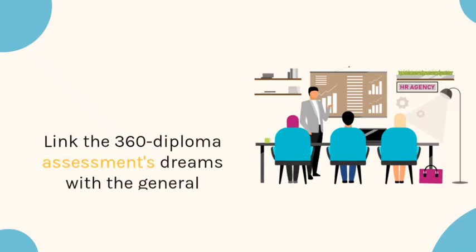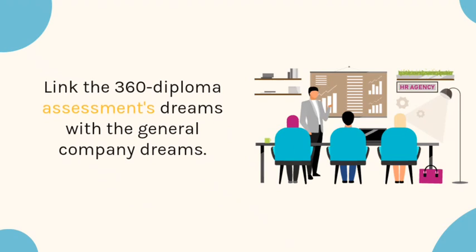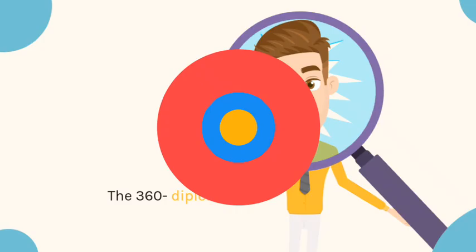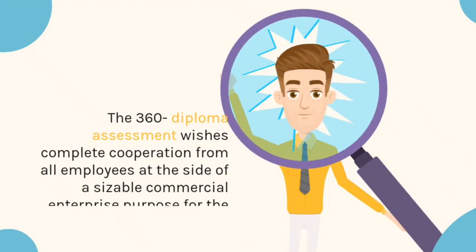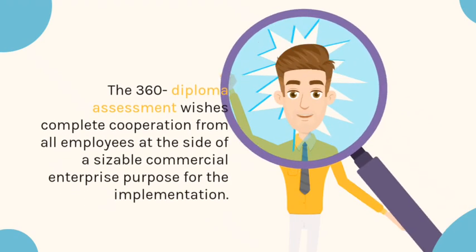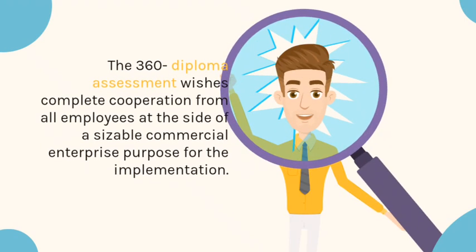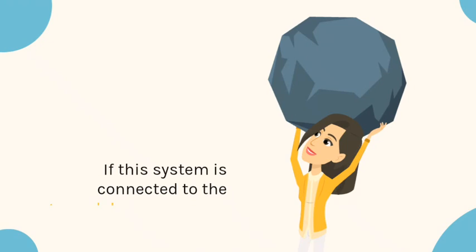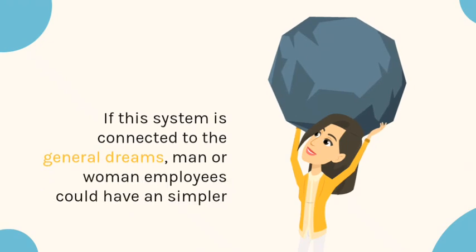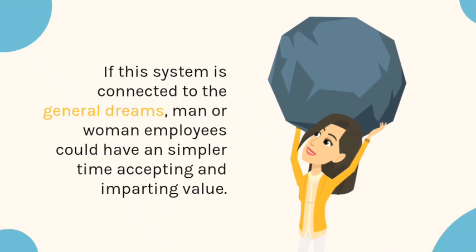Link the 360-degree assessment streams with the general company goals. The 360-degree assessment needs full cooperation from all employees along with a sizable business purpose for the implementation. If this system is connected to the general goals, individual employees will have an easier time accepting and imparting value.